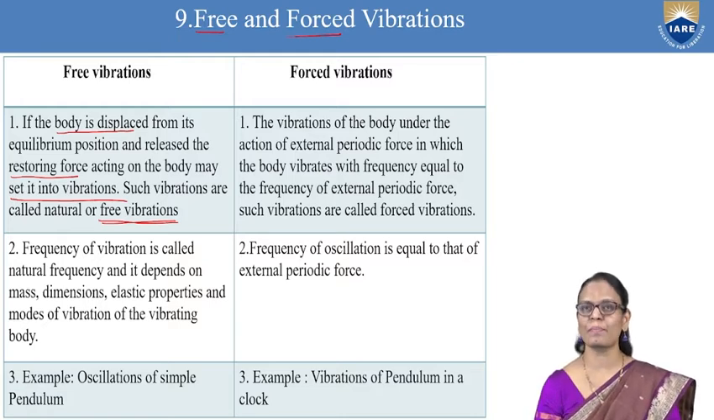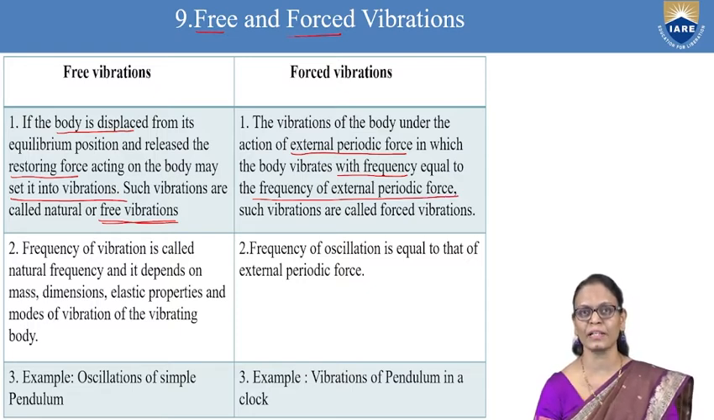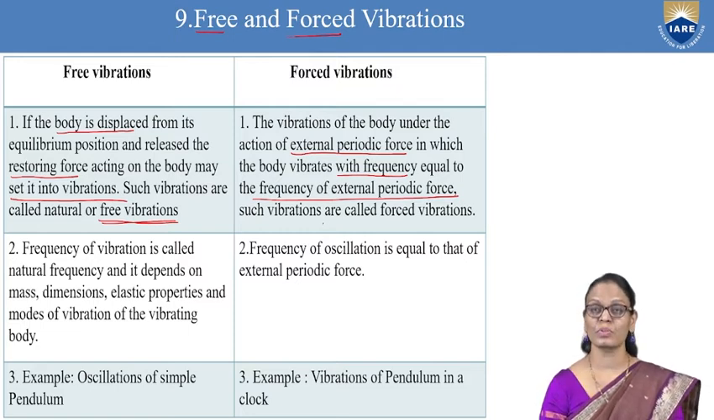Now in forced vibrations, what is happening? The vibrations of the body under the action of an external periodic force. There is a periodic force that is applied on the system, because of which the body vibrates with a frequency equal to the frequency of the external periodic force. Whatever periodic force we have applied, the body will start oscillating with that particular frequency. So we call them forced vibrations.